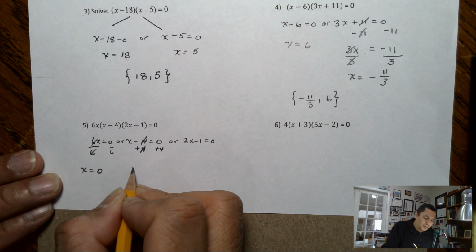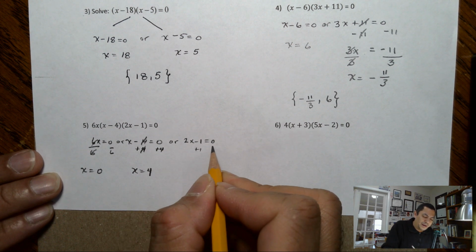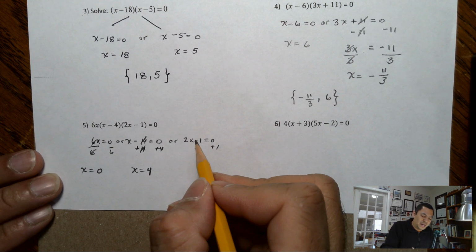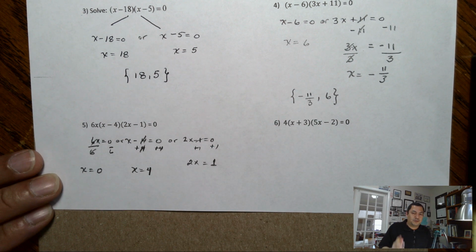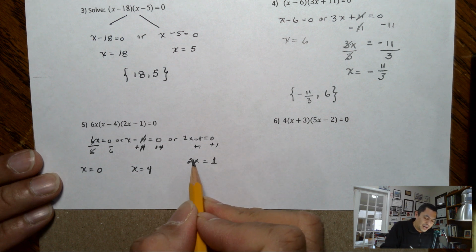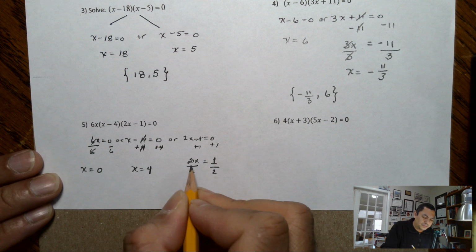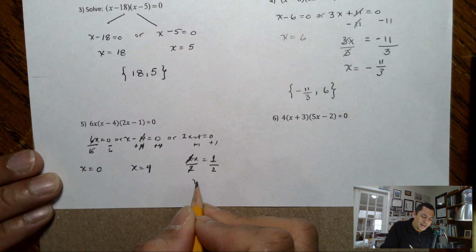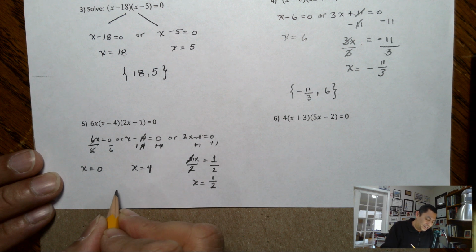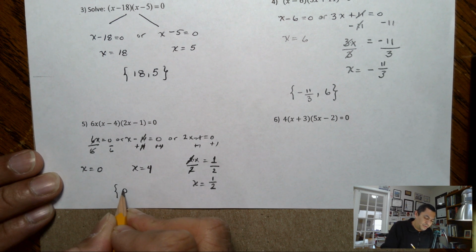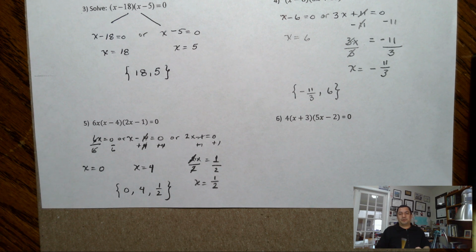4 goes away. So x is equal to positive 4. And last one, plus 1 on both sides. Negative 1 goes away. So 2x is equal to 1. We still have 1 because this is 2 times x, so we divide by 2. 2 goes away. So x is equal to 1/2. So my solution in this case is going to be 0, 4, and 1/2. That's going to be my solution.